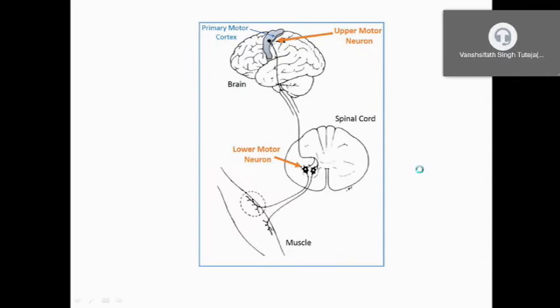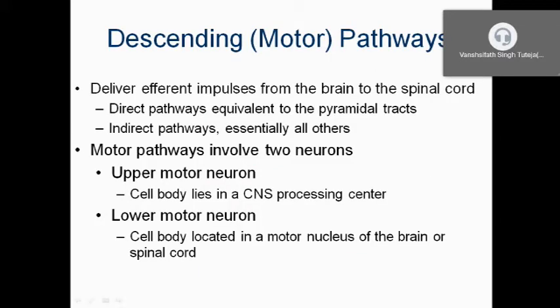So this motor pathway basically involves the descending pathway. In the ascending pathway we have first order neuron, second order neuron, and third order neuron. But here there will be only two neurons. One is called the upper motor neuron and one is called the lower motor neuron.